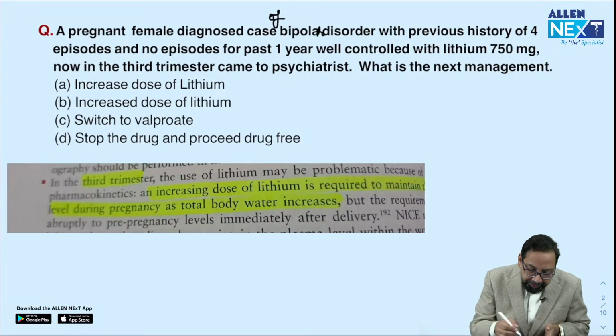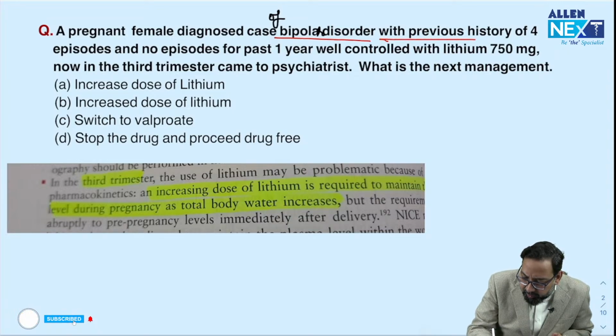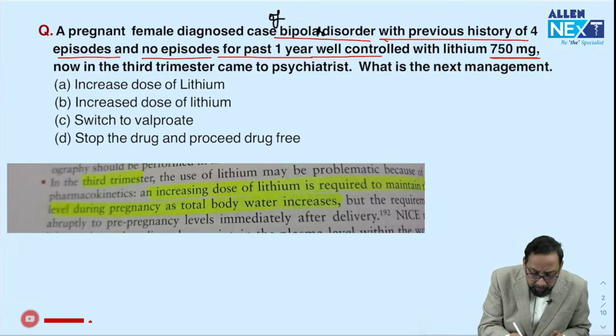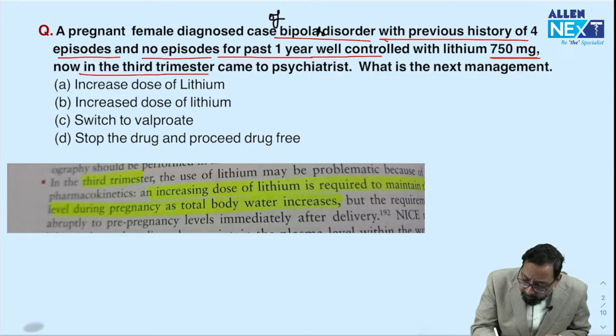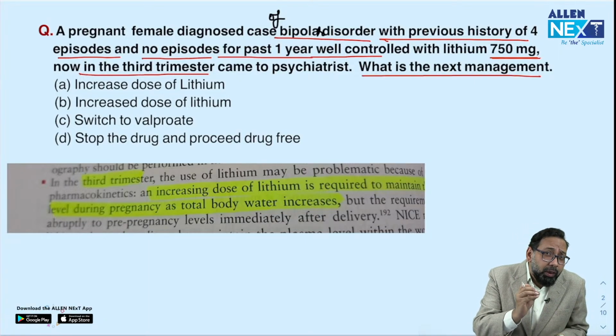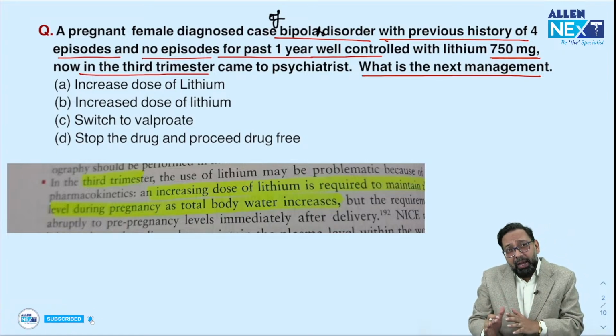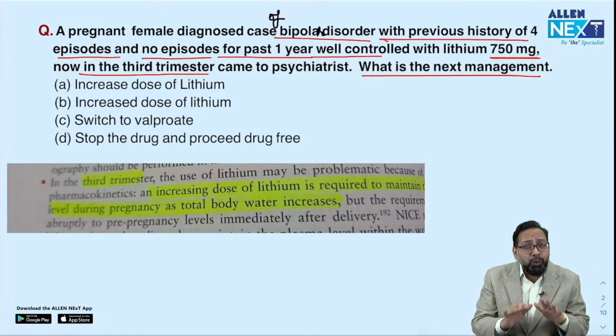So let's discuss. A pregnant female, diagnosed case of bipolar disorder with previous history of 4 episodes and no episode for the last 1 year, well controlled with lithium 750 milligram. Now in the 3rd trimester, the patient came. What is the next management? Ideally, when a patient comes with pregnancy and on lithium, we should monitor the lithium level. And if the lithium level is okay, we will not change. But this is not given in the options.